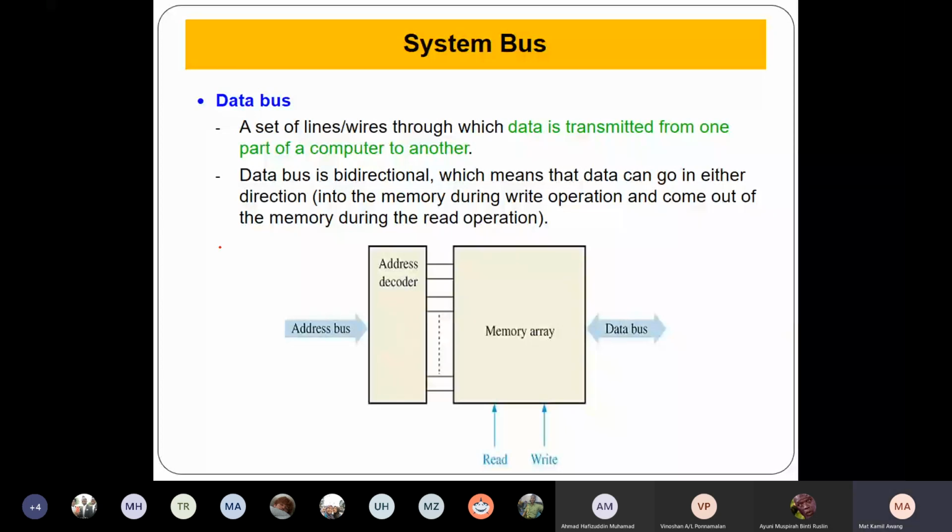When you do a write operation into the memory, the previous data in that particular location in the memory will be overwritten. Whereas when you read data out from the memory, you only take a copy of what's in the memory. You don't destroy or erase the data in the memory. You just take a copy, put it onto the data bus and send it back to the part of the computer which requested that data. So that is the data bus.